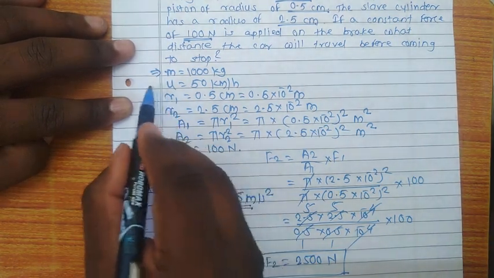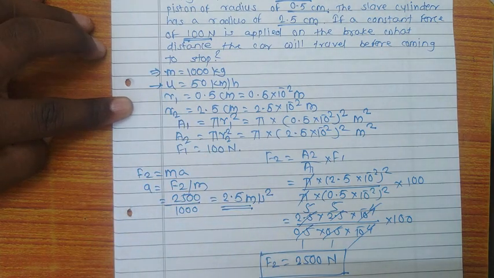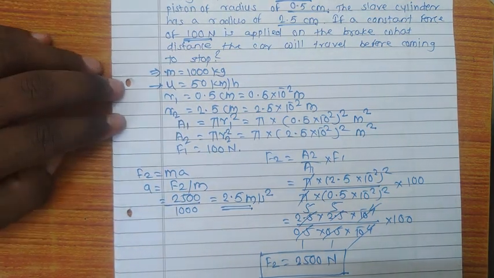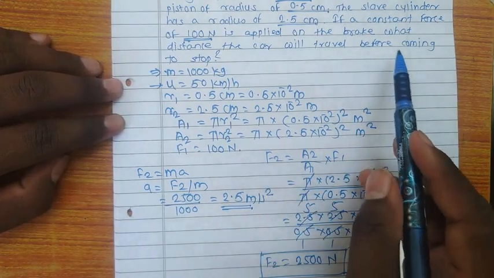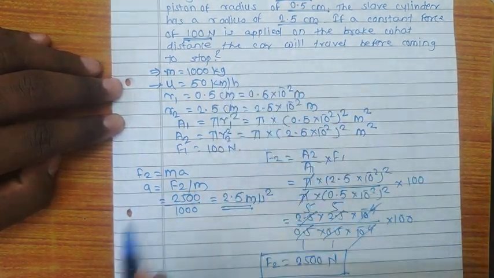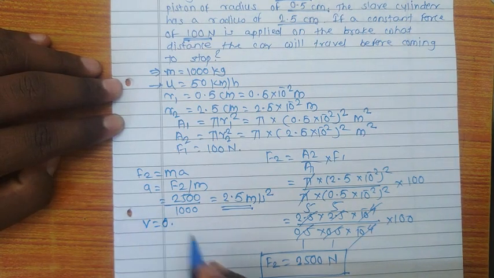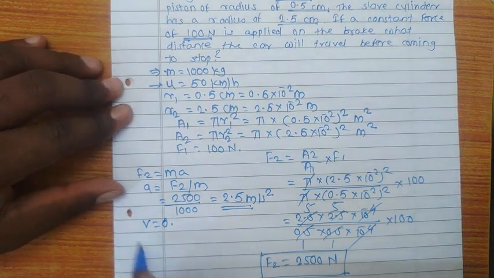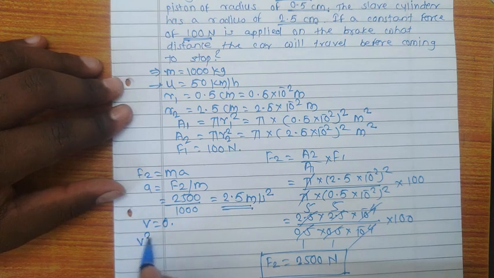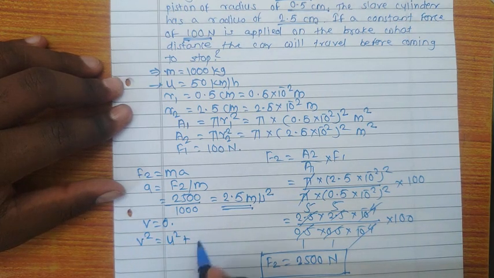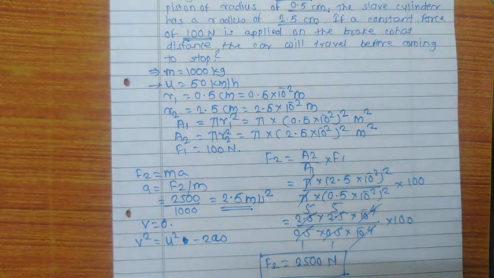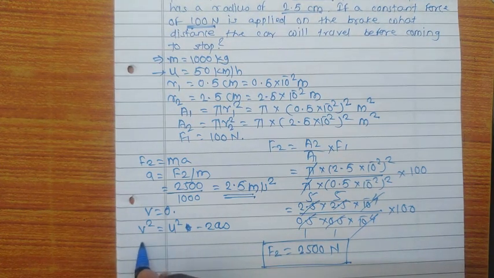And we have the initial velocity. Initial velocity u is equal to 50 kilometer per hour. And what will be the final velocity? Since the car is going to stop, final velocity v is going to be 0. We know the formula, v square is equal to u square minus 2as.